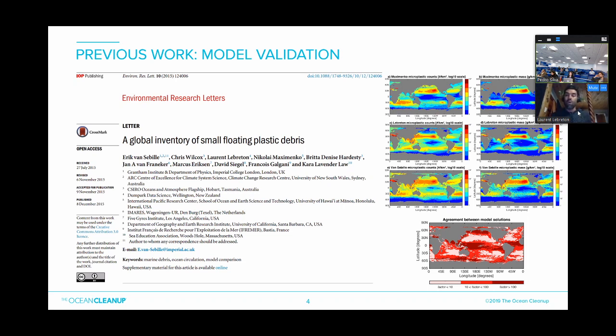More importantly, we compared how well the models were agreeing and disagreeing. We found that the models pretty much agree in large-scale accumulation zones, and that's also where we have the most data, because most of this data has been collected over the years by do-gooders and NGOs and people interested in sampling where plastic is, right?